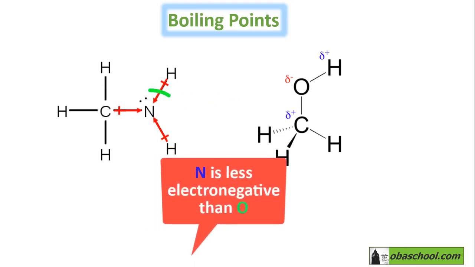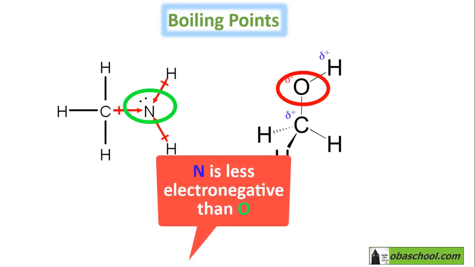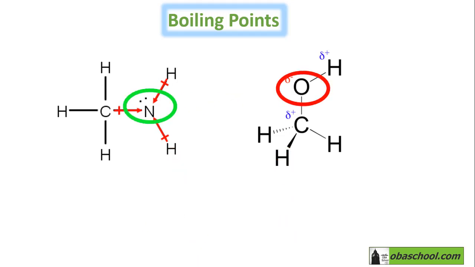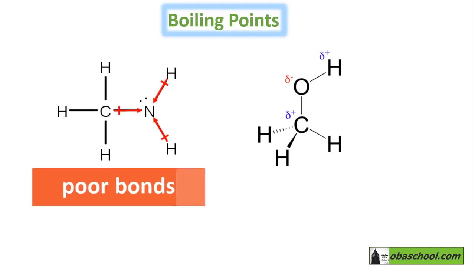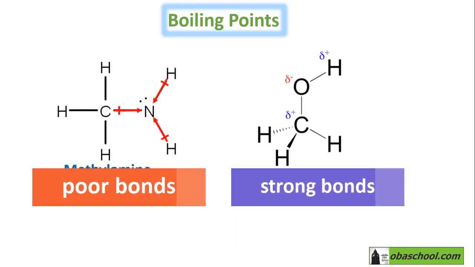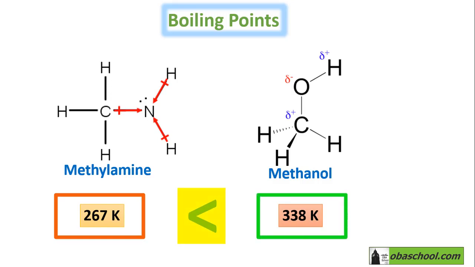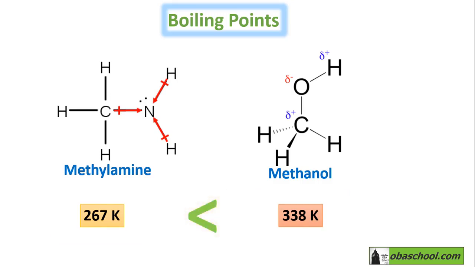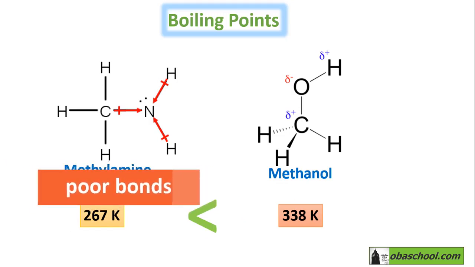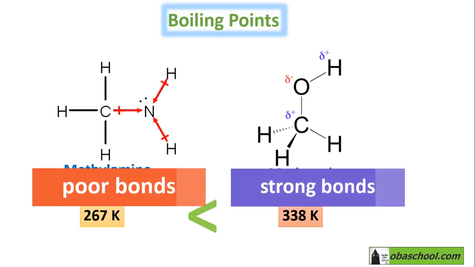nitrogen atom is less electronegative than the oxygen in the alcohol. So the bonds that can be formed with amines are less strong than those formed with alcohols. This can lead us to conclude that methylamines have a lower boiling point than alcohols. This is because methylamine forms poorer bonds with compounds than alcohols do.